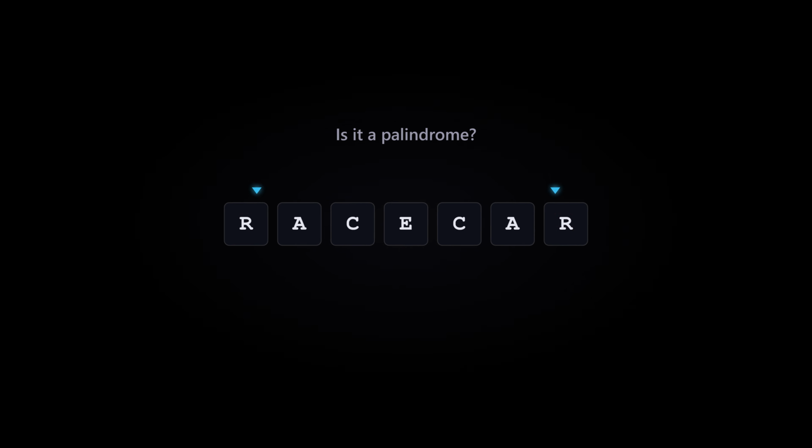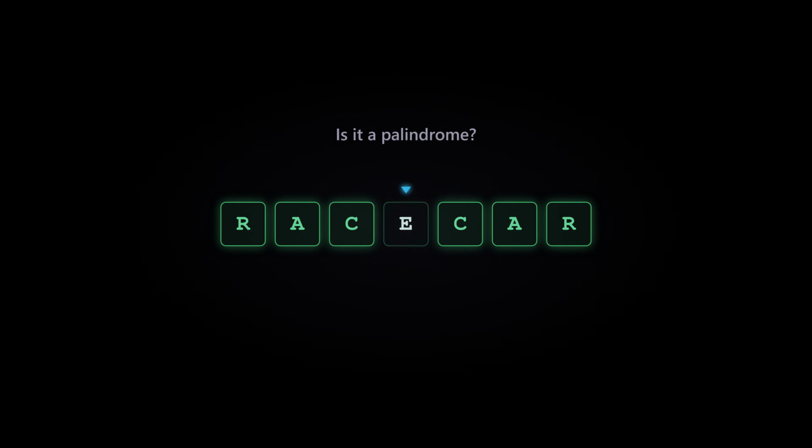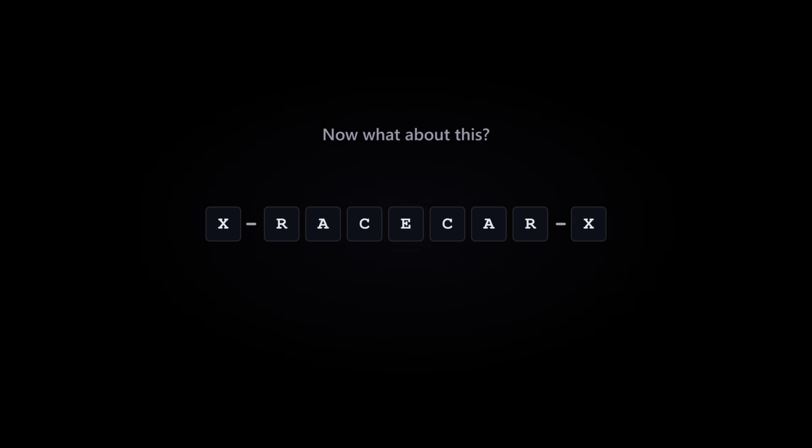Yes. To verify it, you check the outer letters, work your way to the middle, and see that it matches perfectly. Now, look at this string. X race car X. Is that a palindrome?